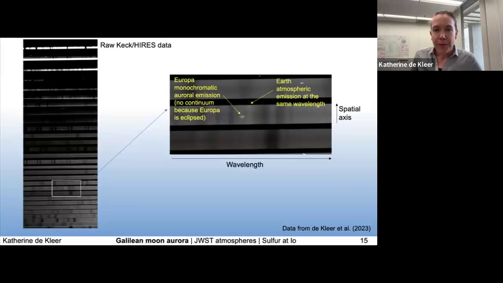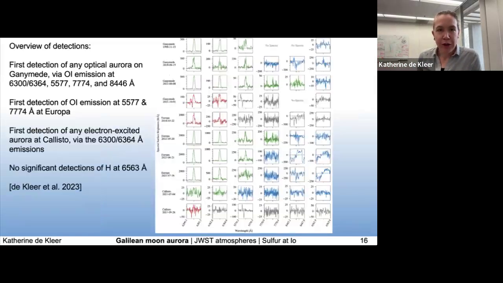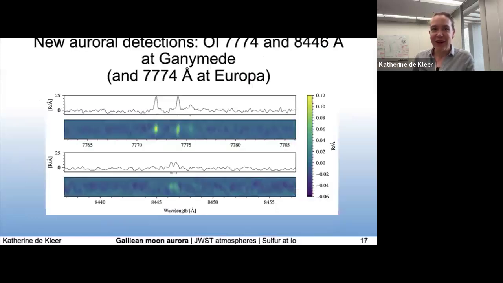Okay, so in recent years we have been expanding the observations of aurora of the Galilean moons into the visible part of the spectrum. I'm not going to go through everything here, but this is a plot that shows a bunch of the different detections that we made. Many of these lines were detected for the first time at these objects, or in fact, are among the first places in the solar system that these lines were detected. I won't go through this whole list.